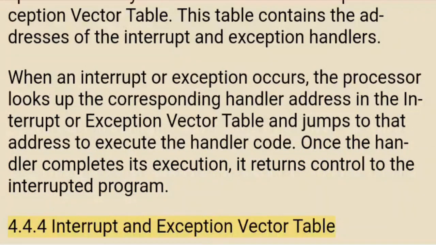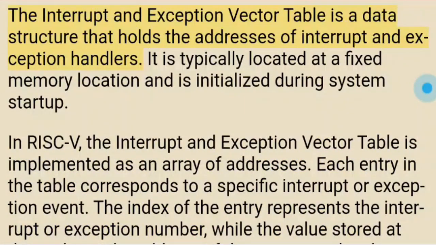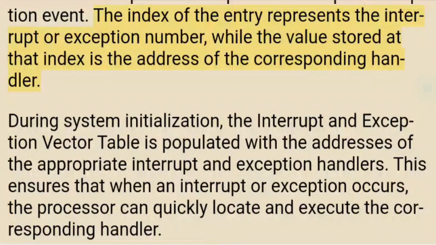4.4.4 Interrupt and Exception Vector Table. The interrupt and exception vector table is a data structure that holds the addresses of interrupt and exception handlers. It is typically located at a fixed memory location and is initialized during system startup. In RISC-V, the interrupt and exception vector table is implemented as an array of addresses. Each entry in the table corresponds to a specific interrupt or exception event. The index of the entry represents the interrupt or exception number, while the value stored at that index is the address of the corresponding handler.